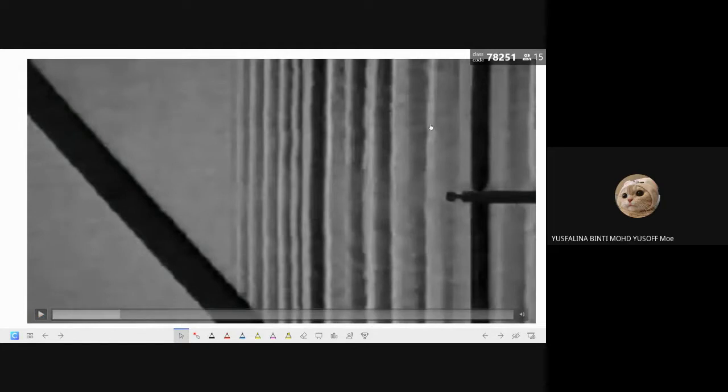Remember just now when I talked about the bright fringes and dark fringes. This is the bright fringe, the crest part, while the dark one is the trough. Why? Because the crest acts like a convex lens, so all the light rays are converged into one point. That's why it produces the bright one. So let's see what will happen.